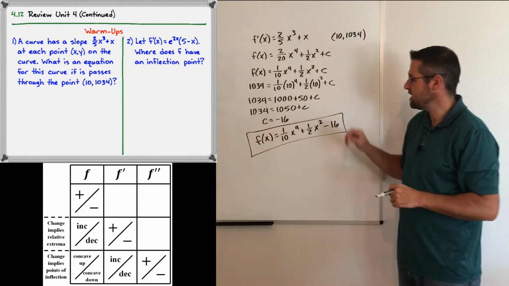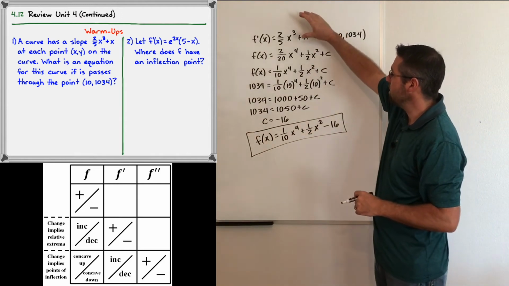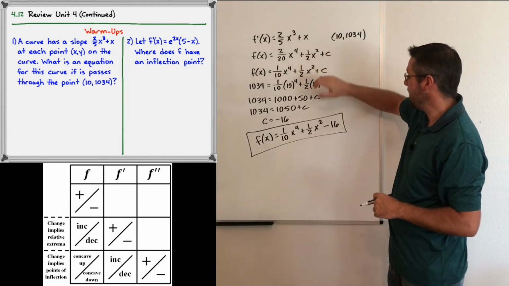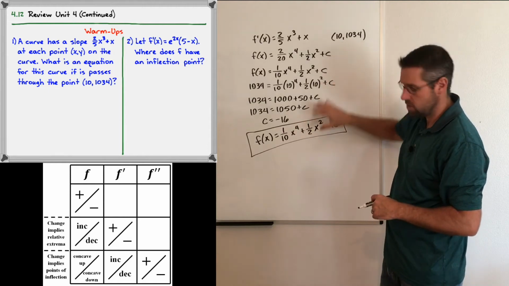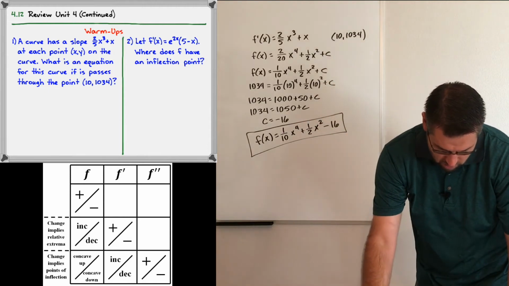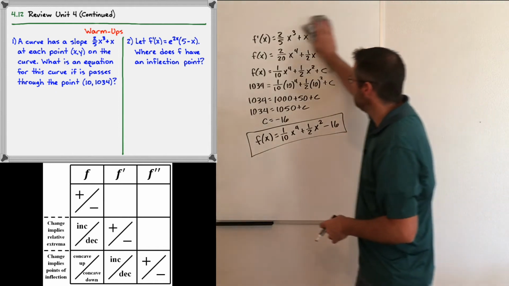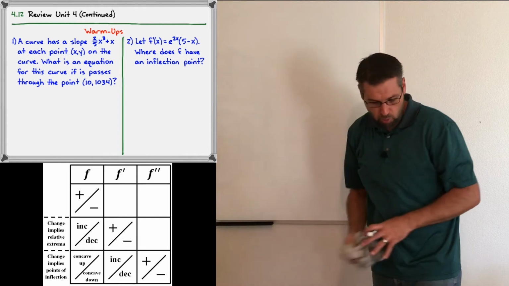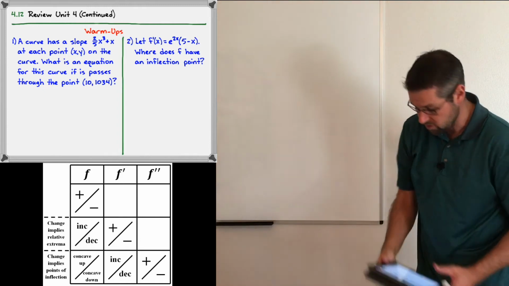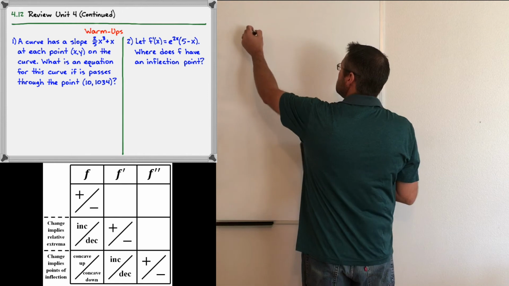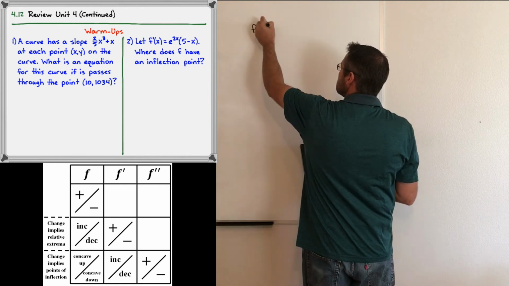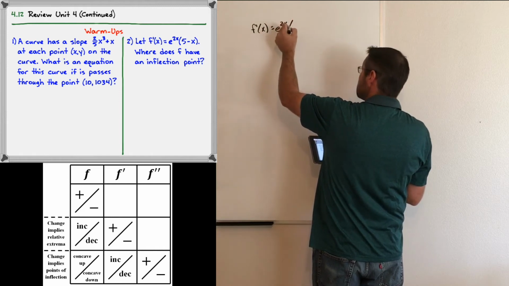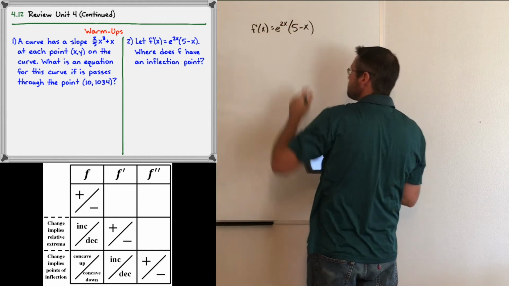This function has a slope that is given by this for all values of x, and this function also passes through this point. So that's our answer to number 1. Okay, for number 2, it's asking for where there is a point of inflection, or where the points of inflection, plural, are. So we are given f prime of x. F prime of x is equal to e to the 2x times 5 minus x.